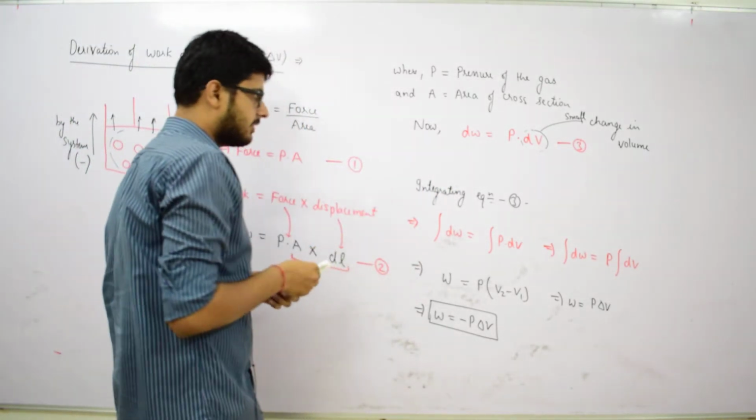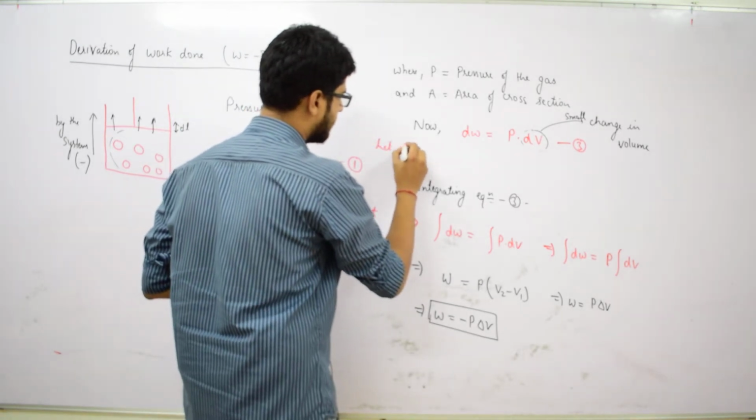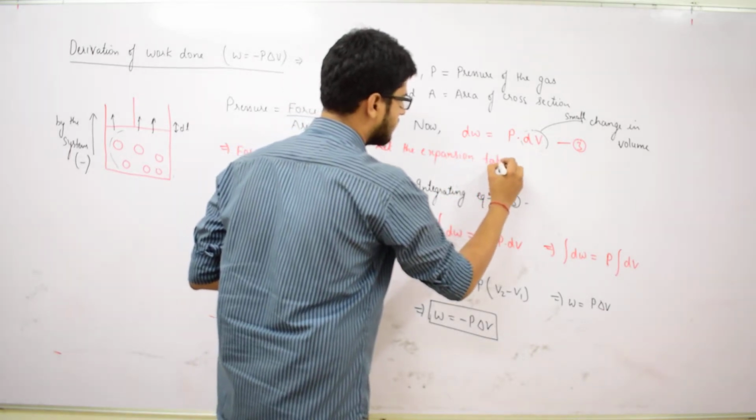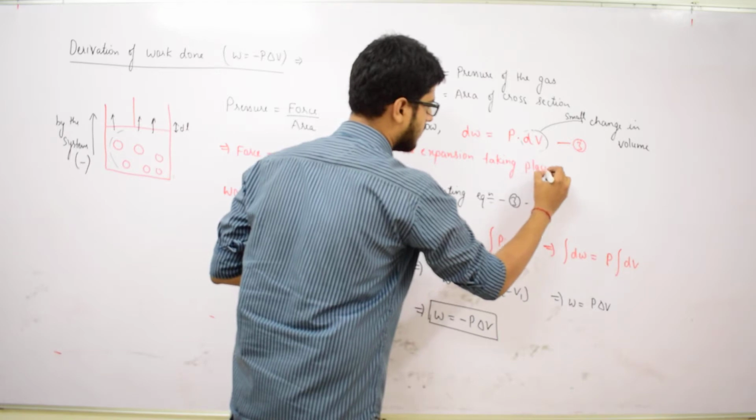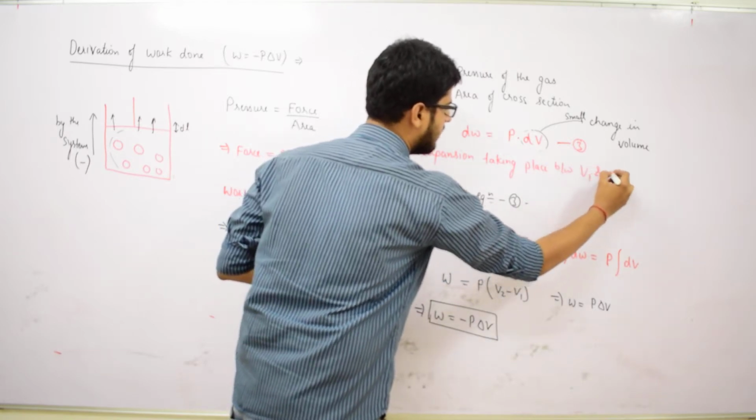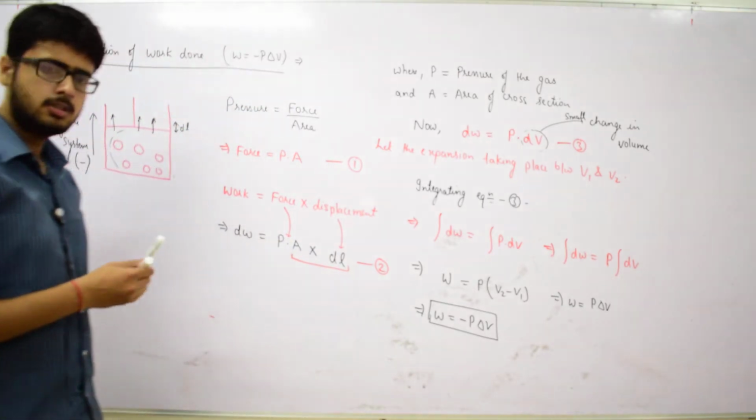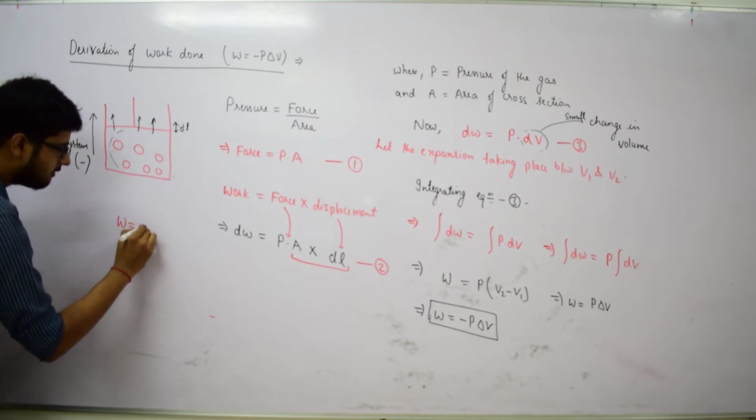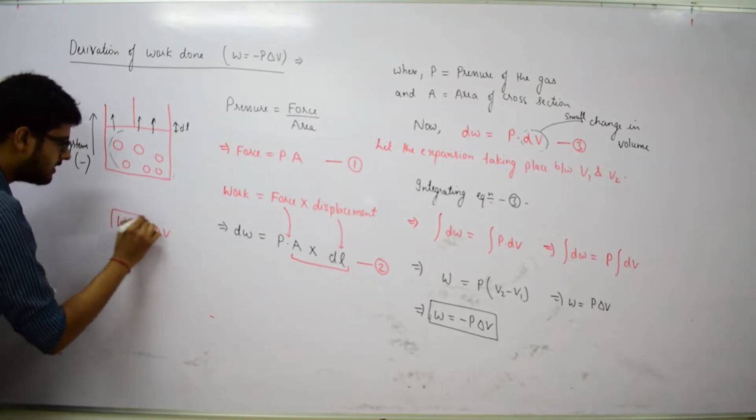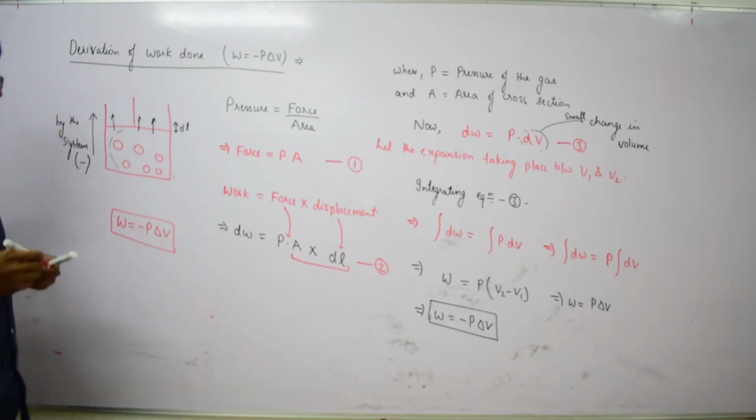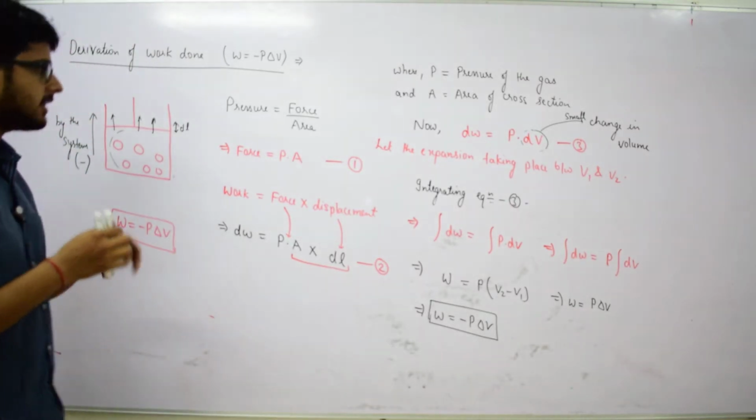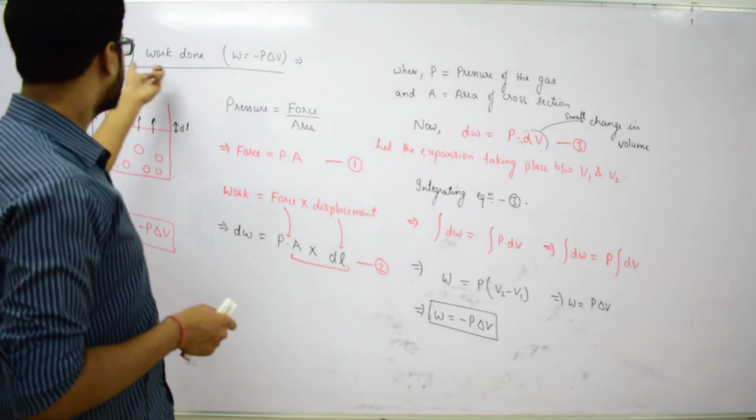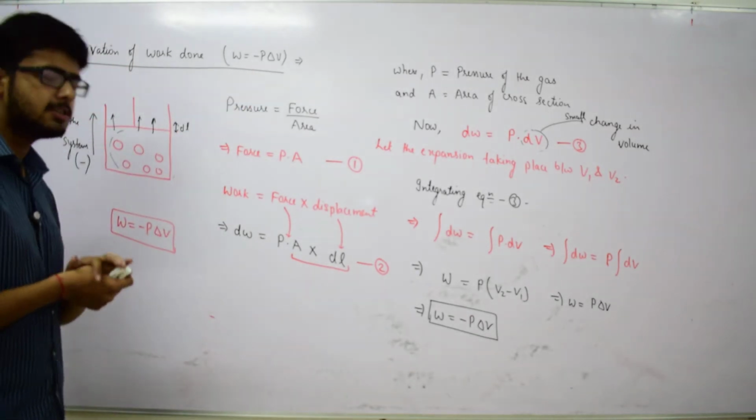And here, let the expansion be taking place between V1 and V2. So, this is the final expression which we got for the work done during the expansion of the gas, and it is equal to W is equal to minus P delta V. So, this is the complete derivation of the equation W is equal to minus P delta V.